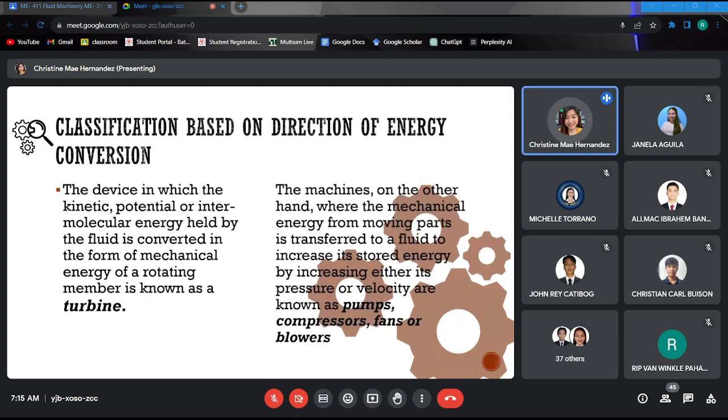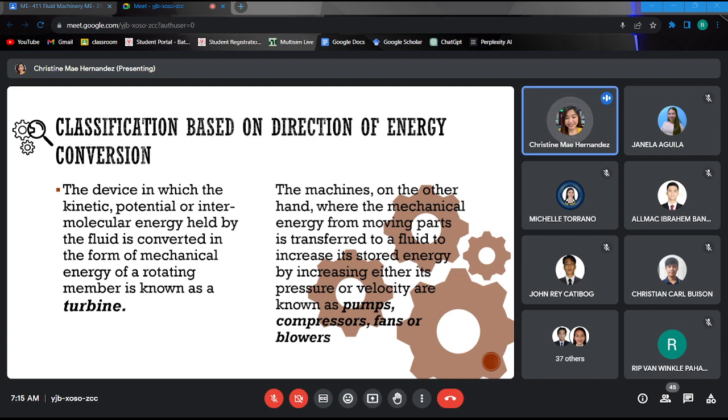Okay, so first one is the classification based on the direction of energy conversion. So ito yung sinasabi na the device in which the kinetic, potential or intermolecular energy held by the fluid is converted in the form of mechanical energy of a rotating member known as a turbine. So, dalawa yon. It's turbine, and pumps, compressor, fans, or blowers lang.